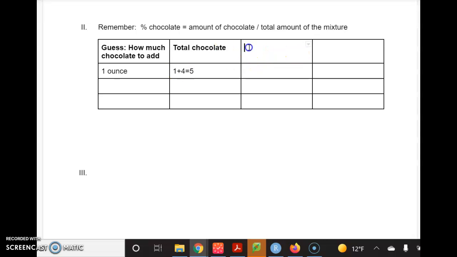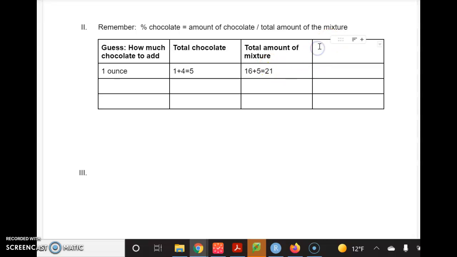All right. The total amount of mixture now is, well, we had 16 ounces of plain milk, and now we have 5 ounces of chocolate, so now we have 21. You could also get that by doing 1 plus 20, right? So notice we could have gotten that 2 different ways. 1 plus 20. We added 1 ounce of chocolate to 20 ounces of mixture, and now we have 21.